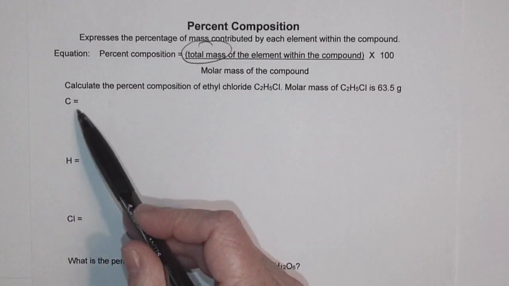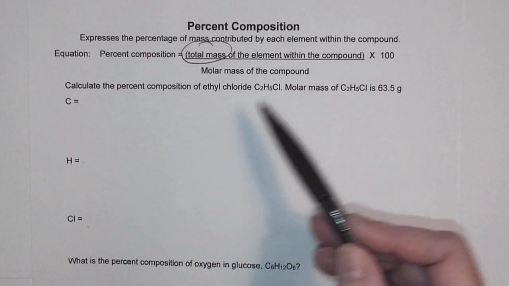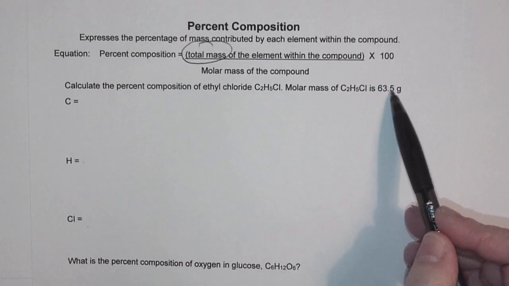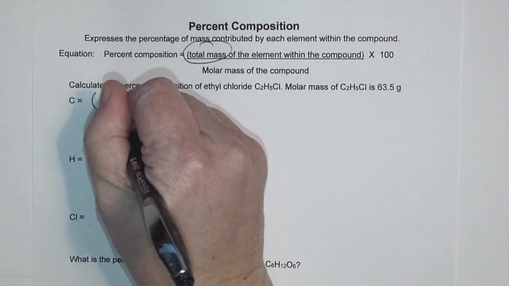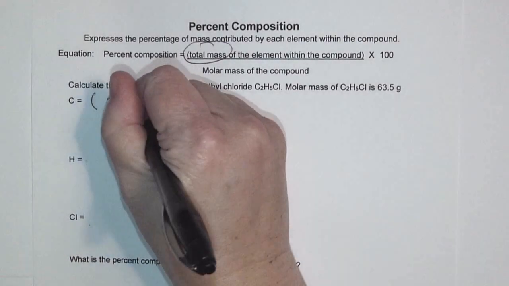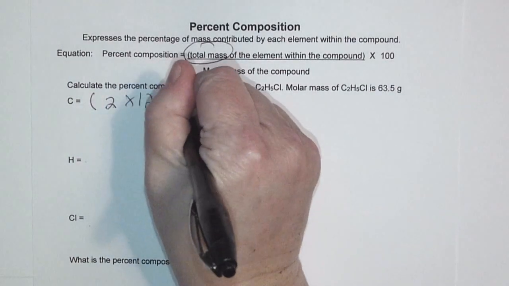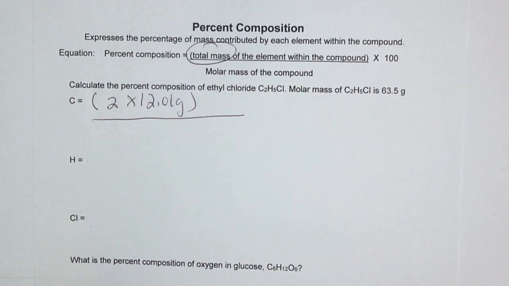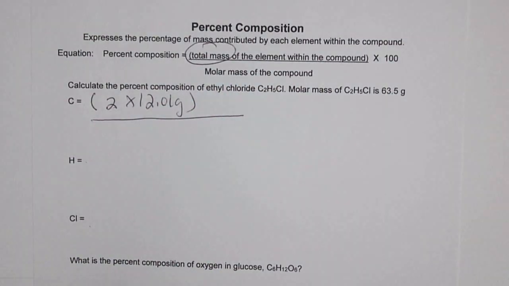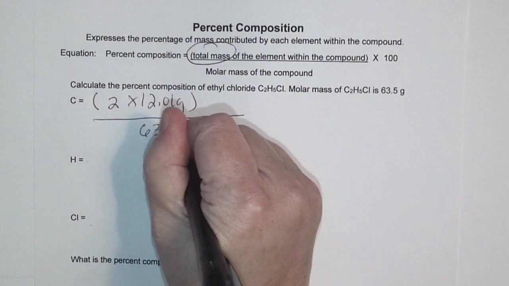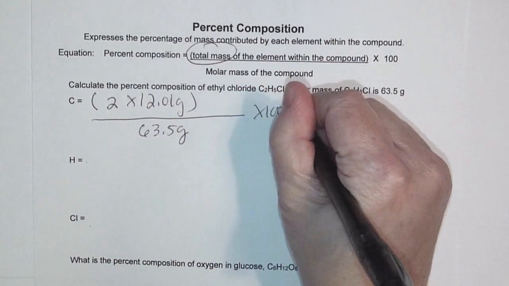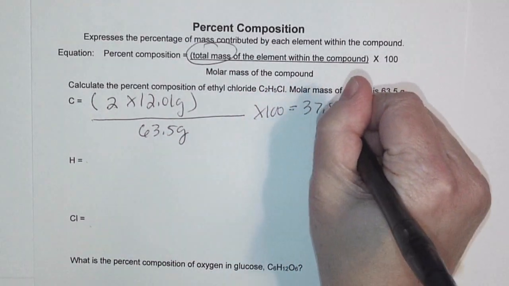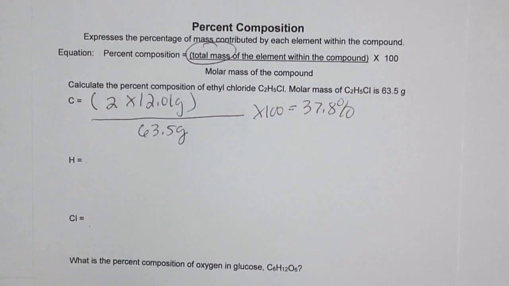By mass, we're going to determine how much each of these elements make up this molar mass. So I'm going to take how many carbons I have, which is 2 carbons in this compound, times the atomic mass of carbon, so you'll need a periodic table. Then I'm going to divide it by the molar mass, which was given to us, multiply it by 100 to get a percentage, and it's 37.8%.